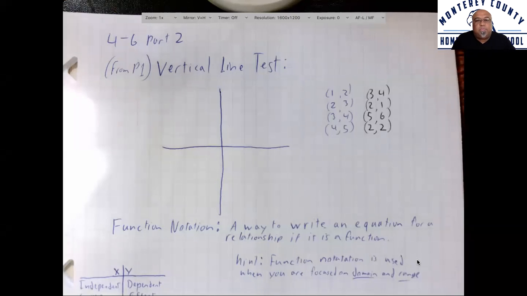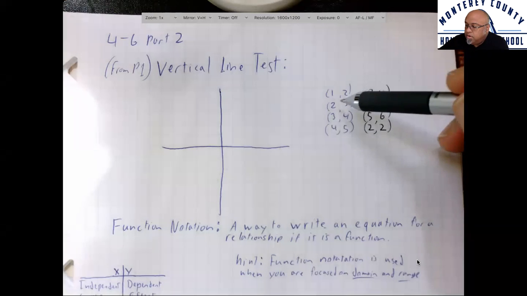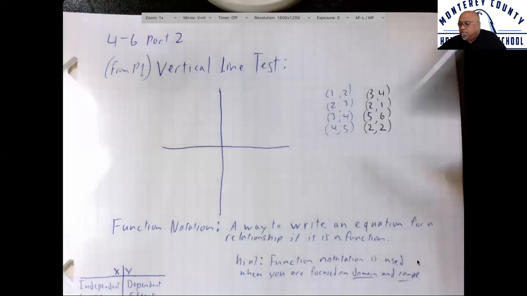All right, 4-6 part 2. Today I want to talk about a couple of things. From part 1 I missed talking about the vertical line test. Now this is kind of important, okay? So here's what I'm going to do. I'm going to go ahead and plot these points: 1, 2; 2, 3; 3, 4; and 4, 5.